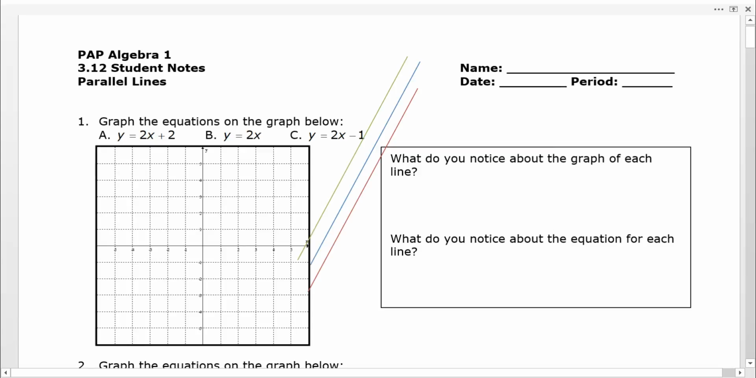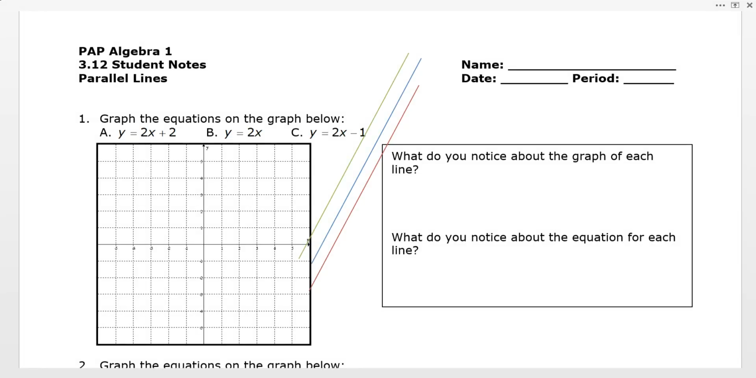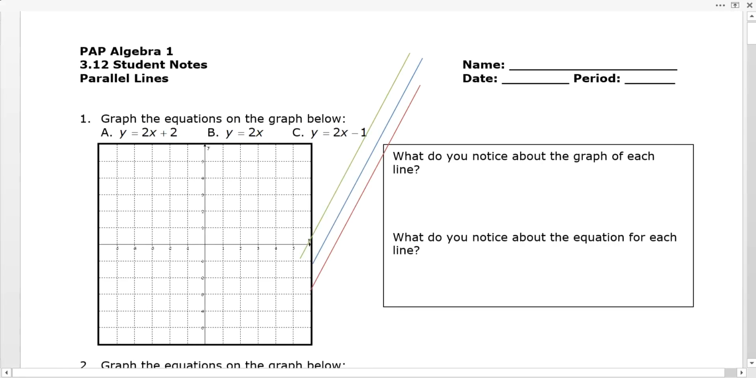Okay, we're going to look at parallel lines, and I'm going to try to show you these lines before I start writing. So look at these three lines I have, a green, a blue, and a red one. If you look at A, we're going to graph those lines, and those three lines actually are A, B, and C. So if you look at A, the slope is 2, and the y-intercept is 2.